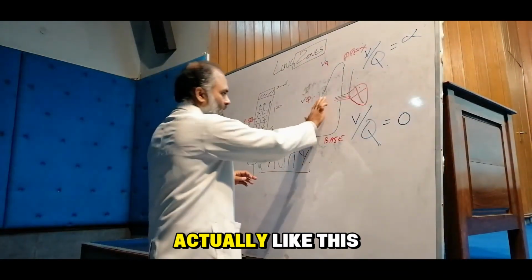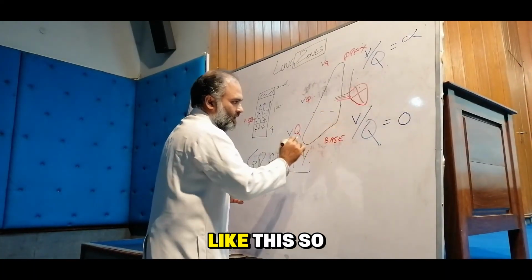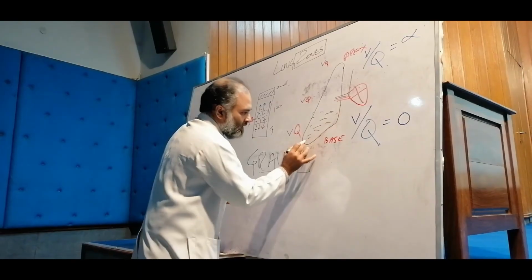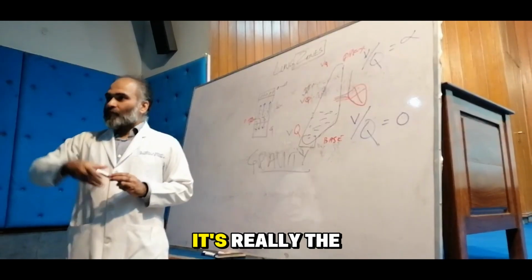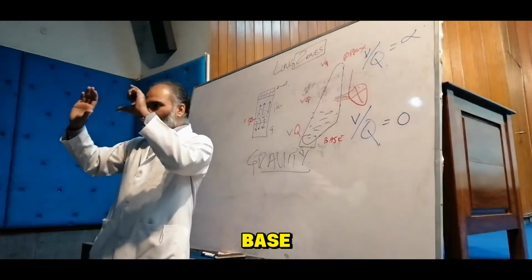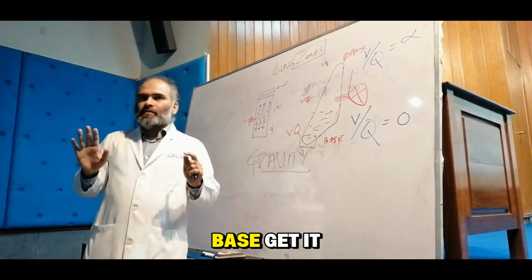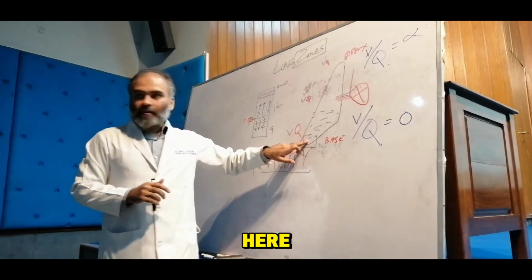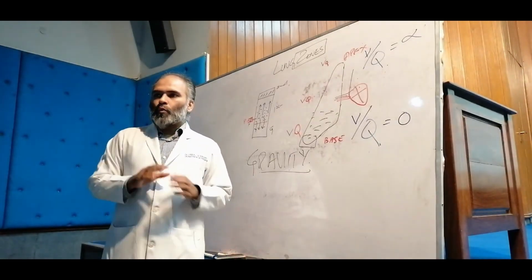So the lung is actually like this. If this is the base, a bit like this, and this is the entire base, this area is the base of the base, if I may say so. It's really the lowest part of the lung. Of the entire base, this corner here is the lowest part of the base. Get it? So maybe right here, the V over Q may approach zero.